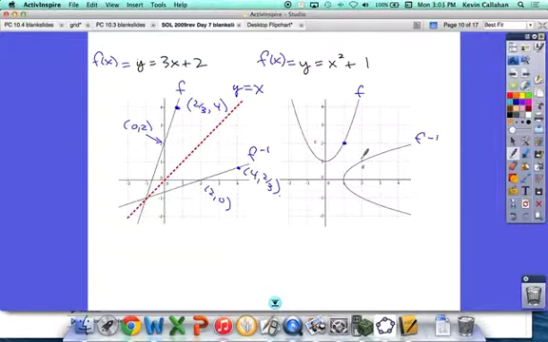So what do you think, when we switch all the x and the y values, what's going to happen to the domain and the range? They switch. The domain of the function is the range of the inverse. The range of the function is the domain of the inverse. They switch.